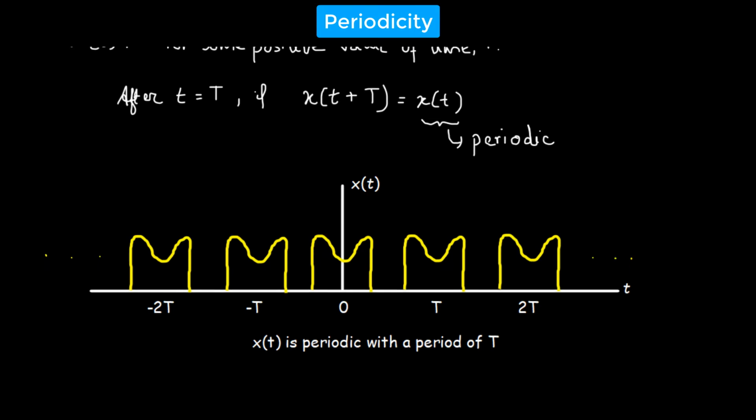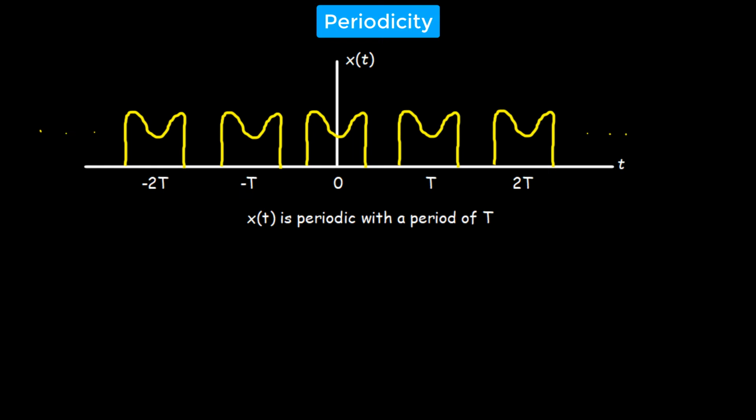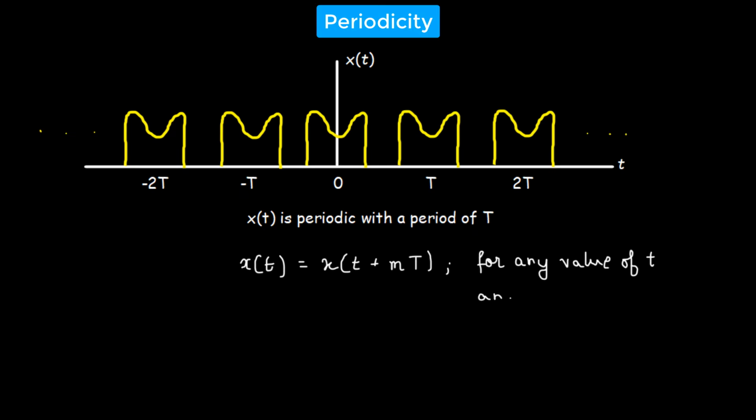Now we can generalize this. If x of t is periodic with a period of T, then we can say that x of t must be equal to x of t plus m times T. This is going to hold true for any value of our time t and any integer value of m.